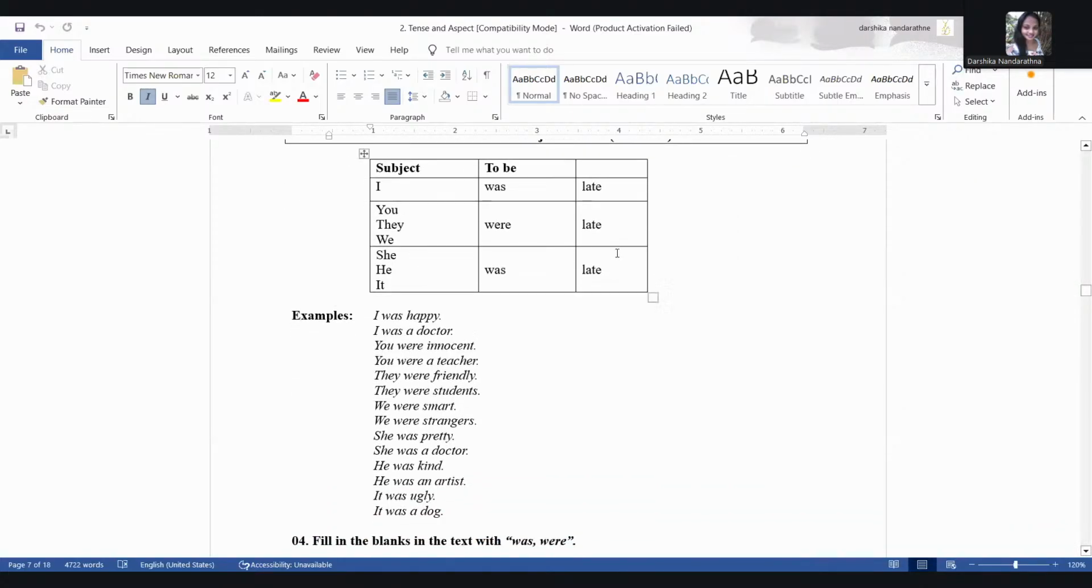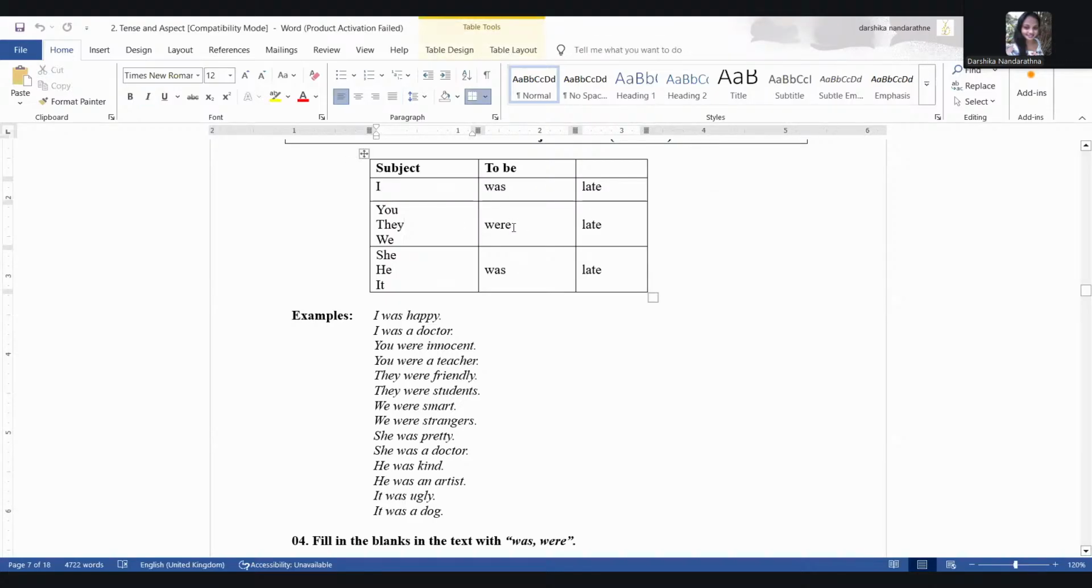Look at the table. I was late. Pute, if you have I as the subject, then you should use was as the be verb. Then you were late. They were late. We were late. Here you can see you have plural subjects. With plural subjects, we use were as the be verb. Then she was late. He was late. It was late. Here you have singular subjects. With singular subjects, we use was as the be verb.